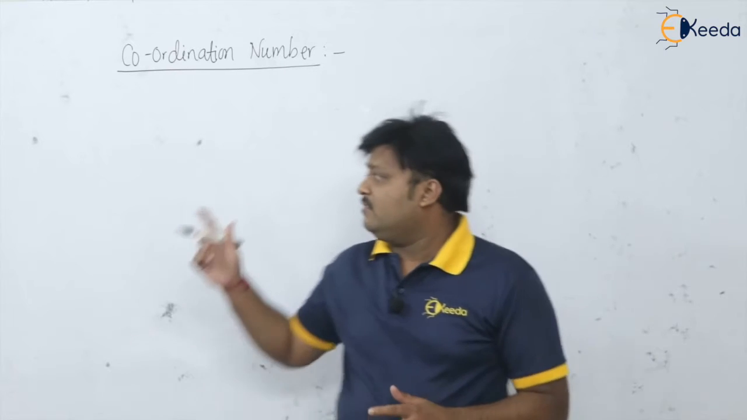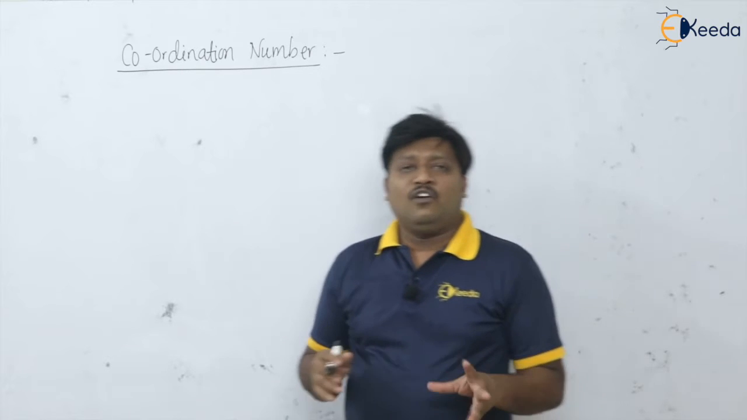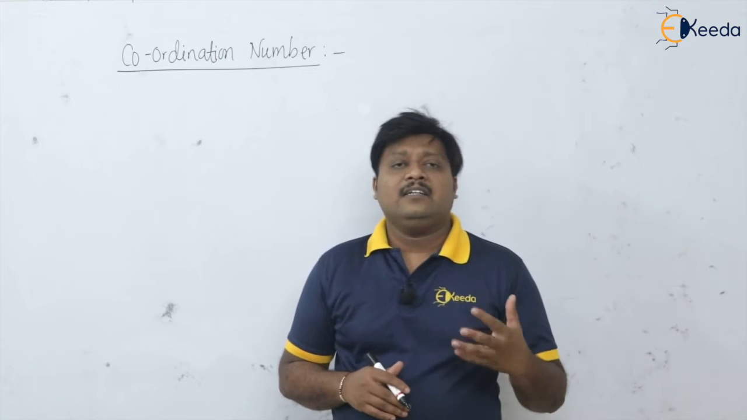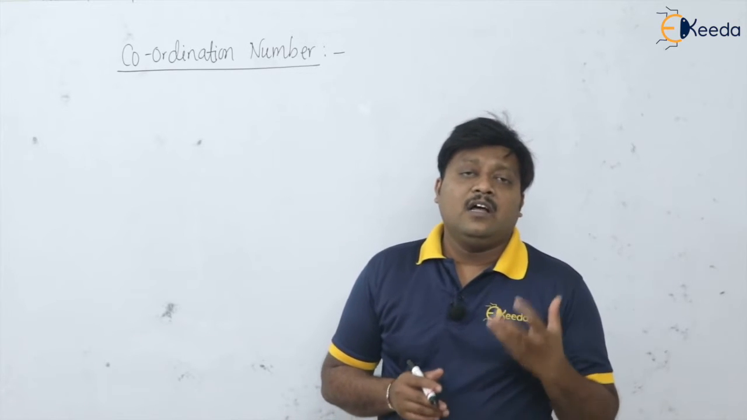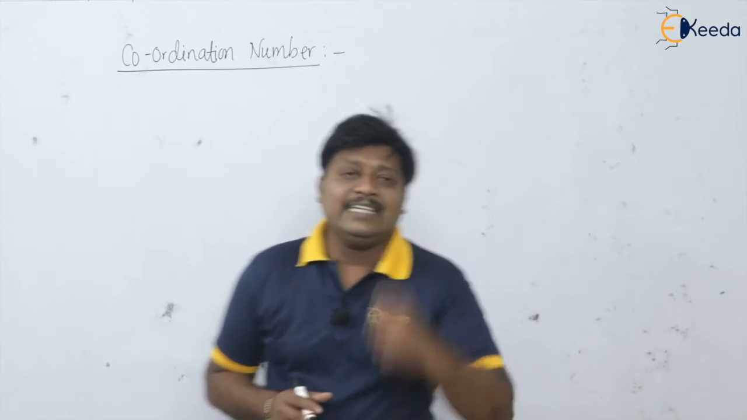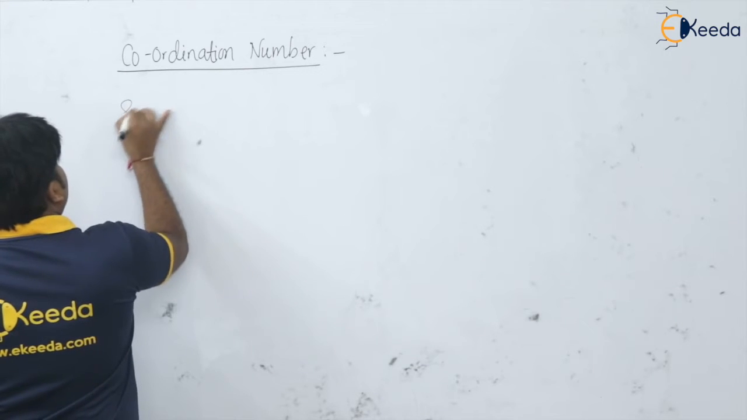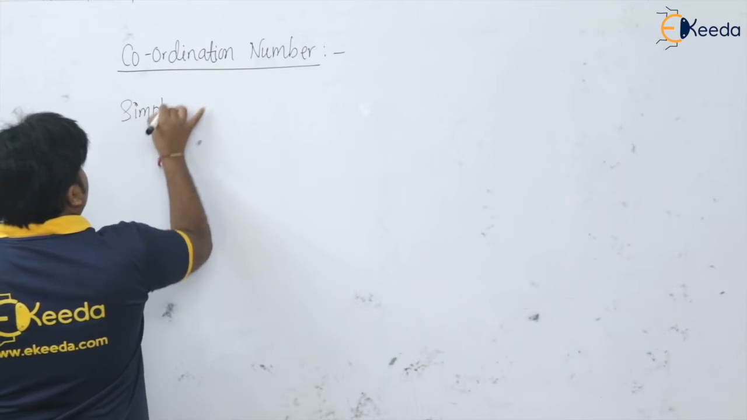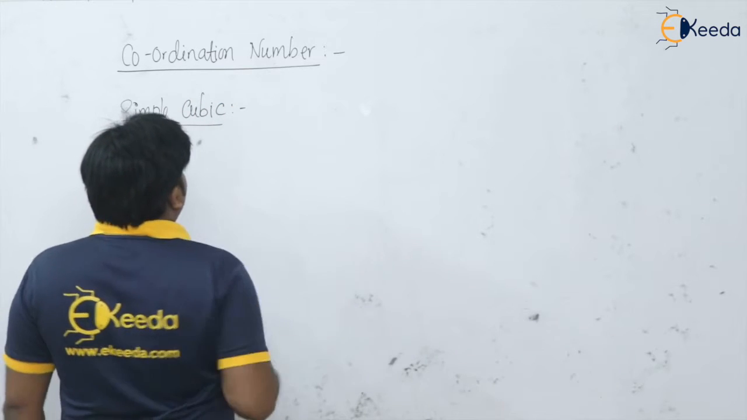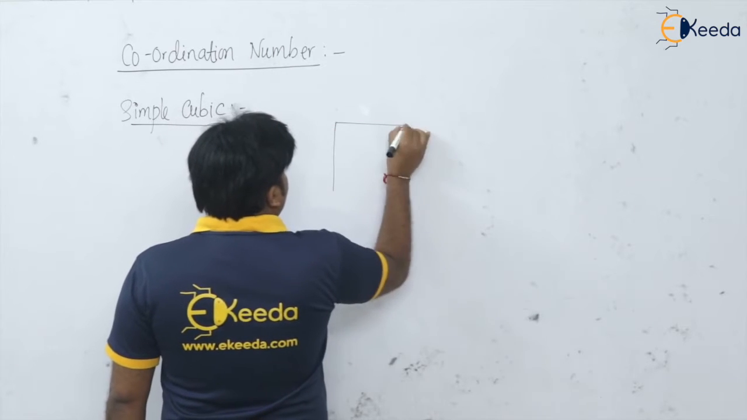So here we are going to discuss the coordination number for the simple cubic, face centered, body centered, and for the hexagonal close packed structure. So take the example of the simple cubic structure. If you take this simple cubic structure, so here, if you take any corner atom, as we know there are 8 corner atoms.